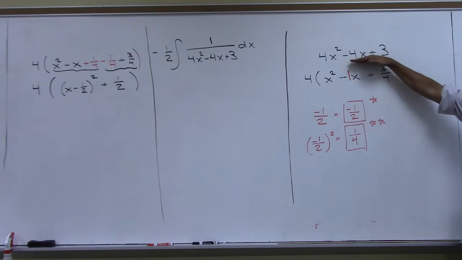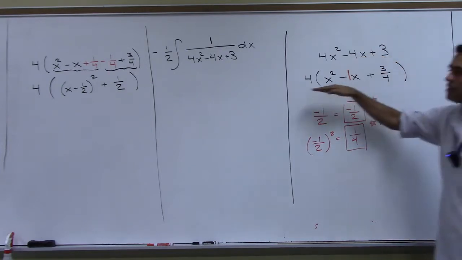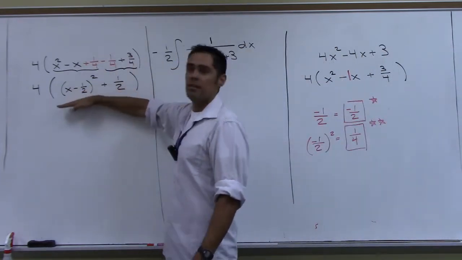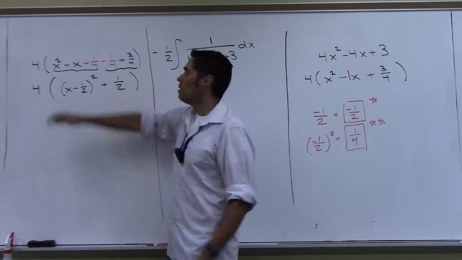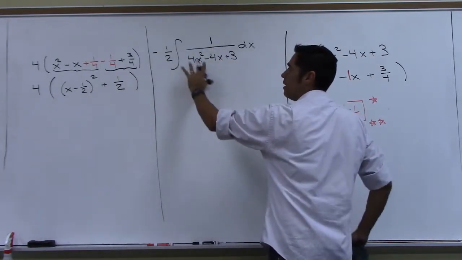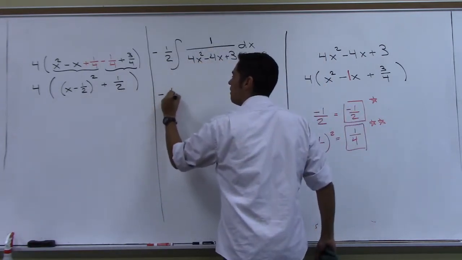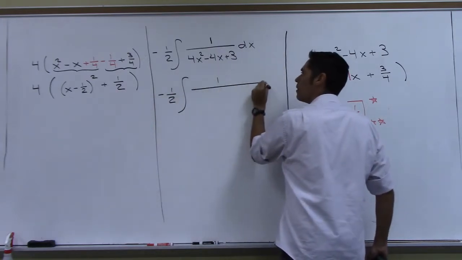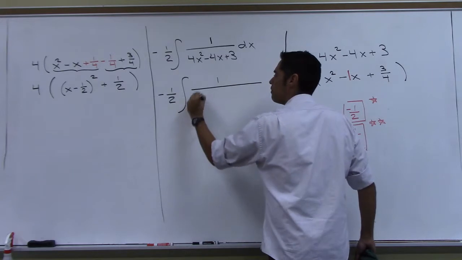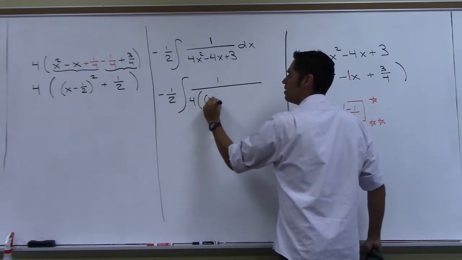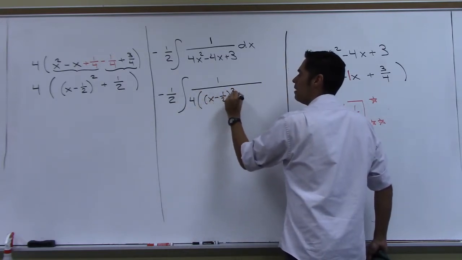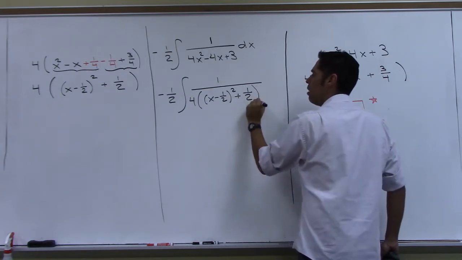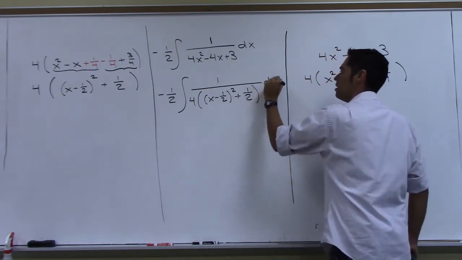So this was the denominator, right? We went through this. This is the denominator now, right? So I will come back to this part now. I will say negative 1/2 integral 1 over 4, then I have a parentheses, then I have another parentheses, x minus a half squared, then plus a half, and then all of that, close parentheses, dx.